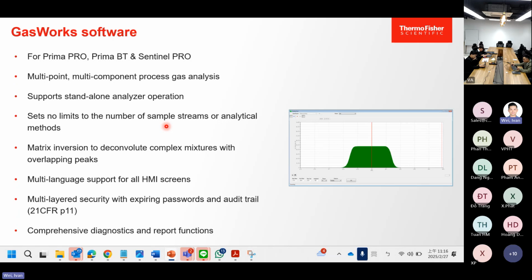There are no set limits to the number of sample streams. As you can see, our Prima Pro has multiple streams that can come in. Once you set up your methods, the gases you want to monitor, the software automatically calculates which molecular weight is which compound. It has multi-language support and multi-layout. We're able to upload the data into customers' control rooms, so they know when they need to change their recipes or introduce more oxygen or argon into their sample streams.